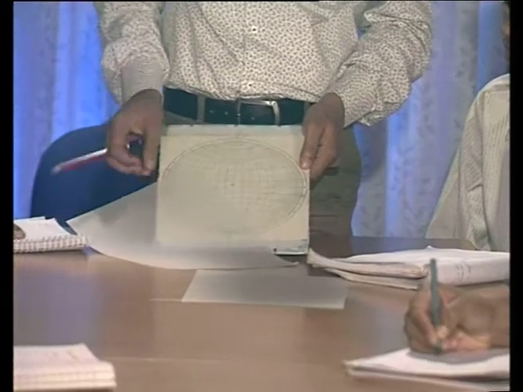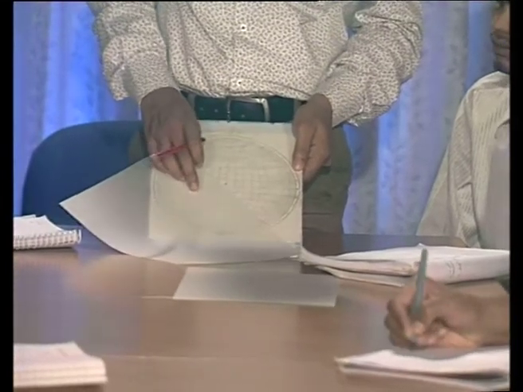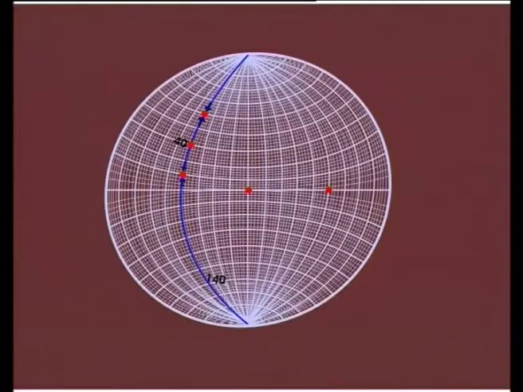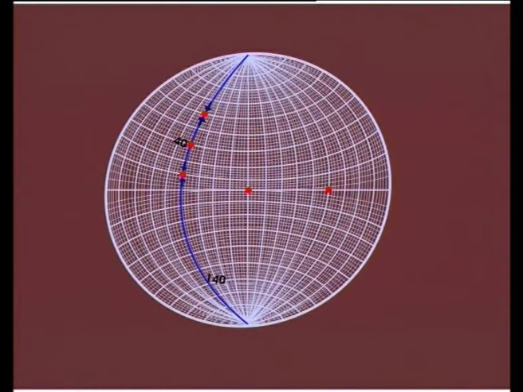We rotate the overlay in such a manner that the hinge line, the line of intersection of the two limbs, lies on the east west vertical plane. We count out 90 degrees on the opposite side and trace out the great circle that passes through that point. We have the stereographic projection of the profile plane as a great circle. Along this great circle, the angle between the lines of intersection of the two limbs is the interlimb angle.